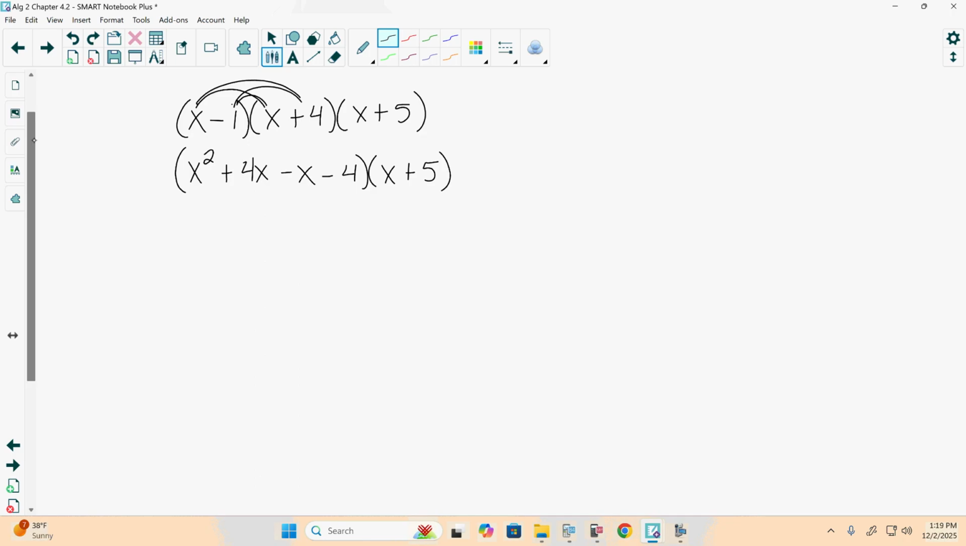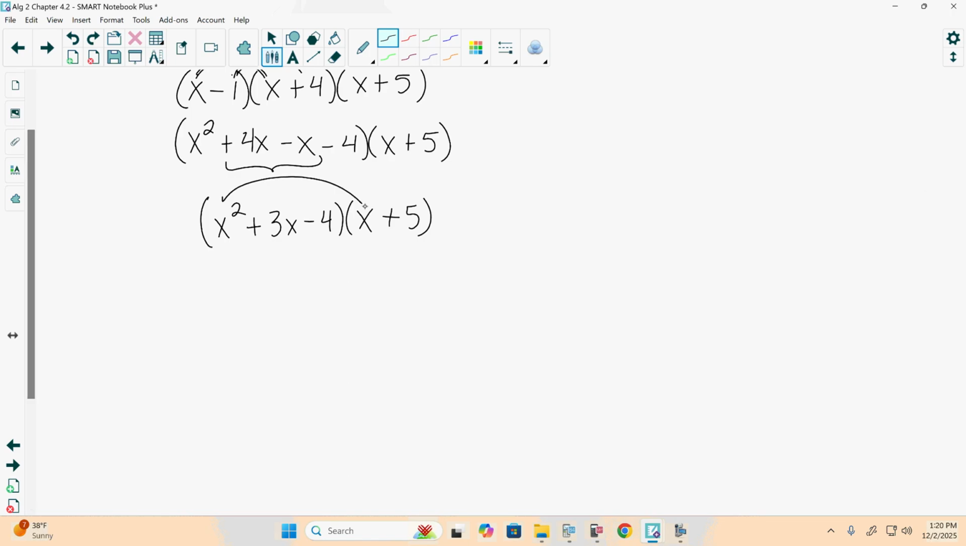Now we can multiply x squared plus 4x minus x minus 4 by the x plus 5. I would simplify our like terms first before we multiply again. Now, not simplifying and just going on and multiplying and simplifying at the end will still give us the same answer. It just gives us more terms. And after we simplify, we can multiply again.